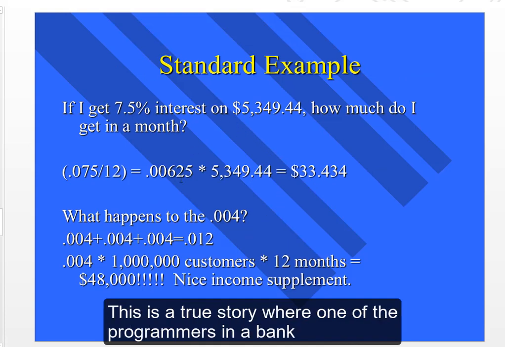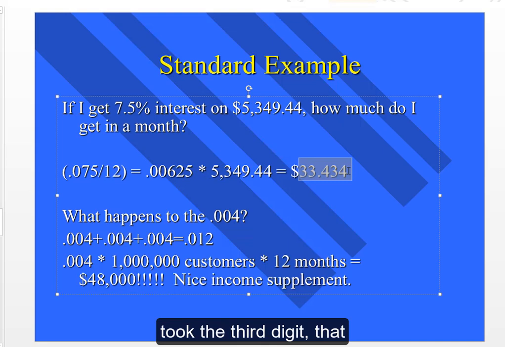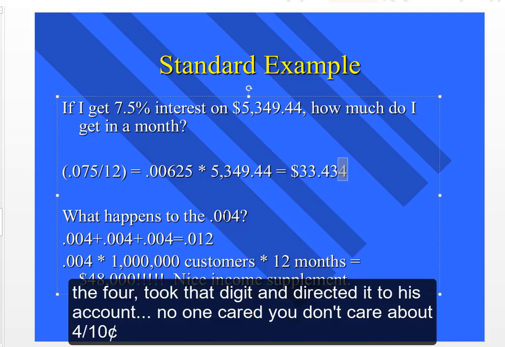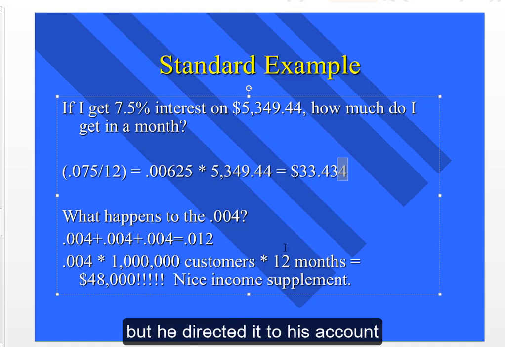This is a true story where one of the programmers in a bank took the third digit, if I can highlight just that third digit, the 4, took that digit and directed it to his account. No one cared. You don't care about 0.4 of a cent.